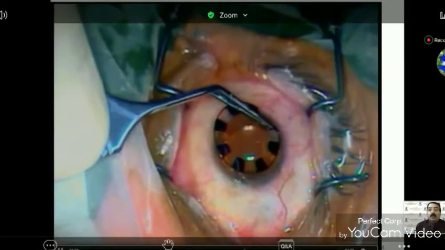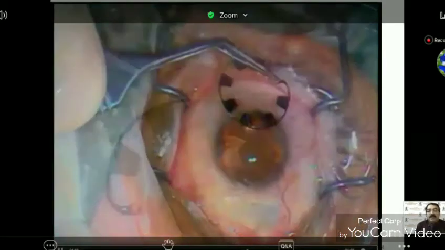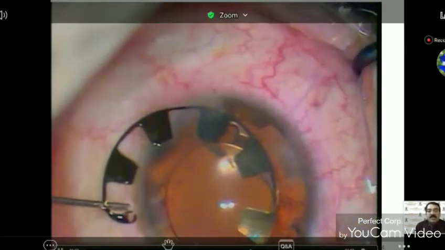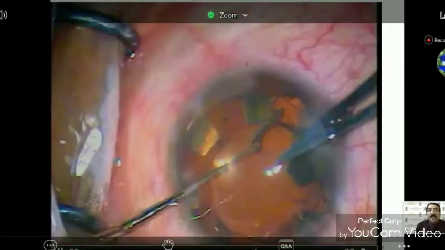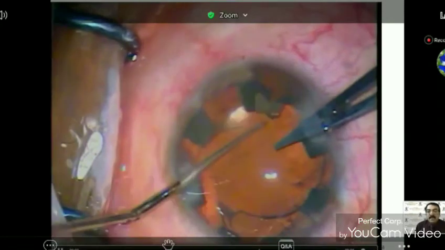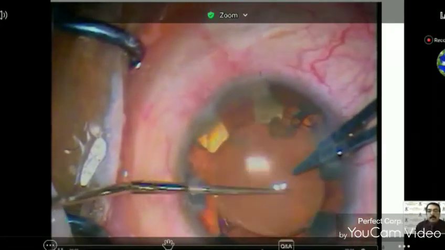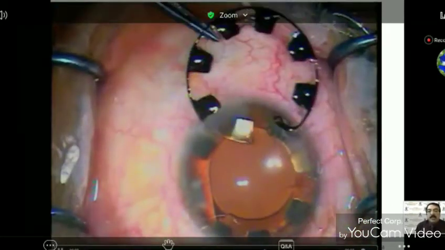But now comes the next important step, the reconstruction of the iris by the iris rings. These are indigenous Indian-made rings which we are going to use, and they go right into the capsular bag.